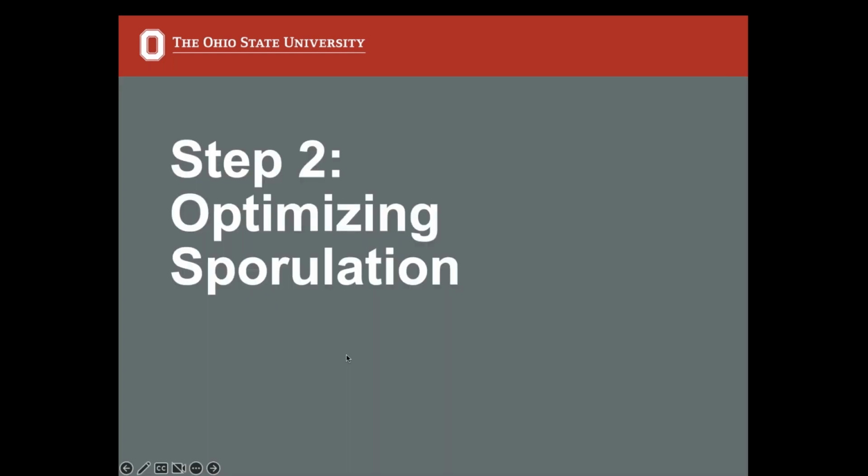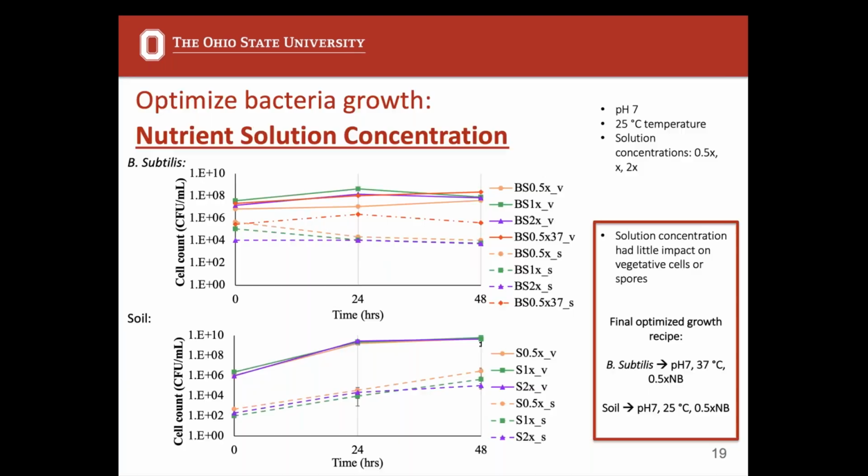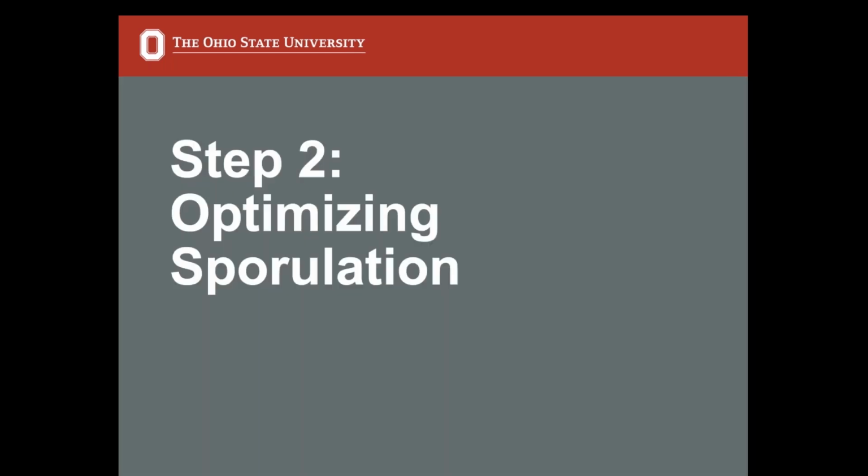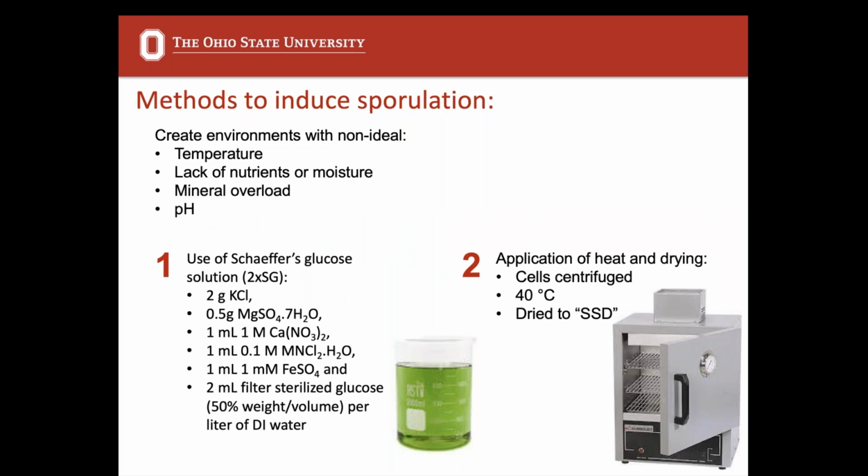Now for something completely different. We needed to, at this point, get those high vegetative cell counts, 10 to the 8, 10 to the 9 cells in our solution, get them all into spore form so that they can be then injected into the concrete. We're looking at two different methods of inducing sporulation in the samples.